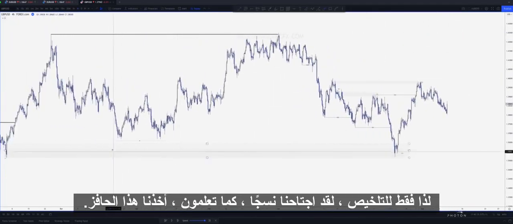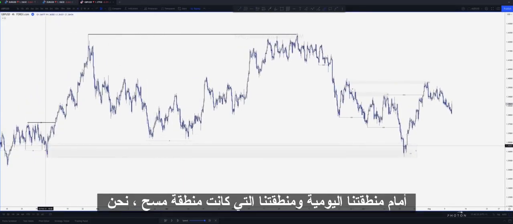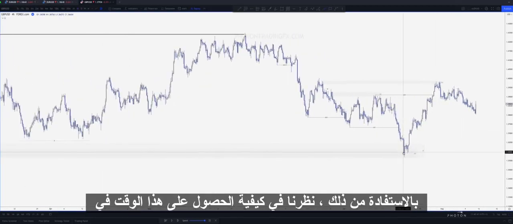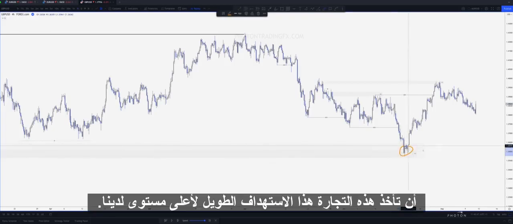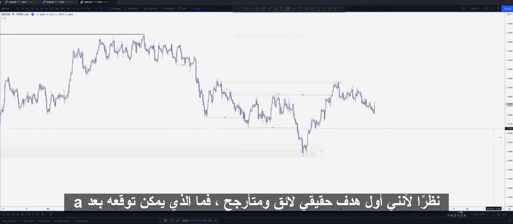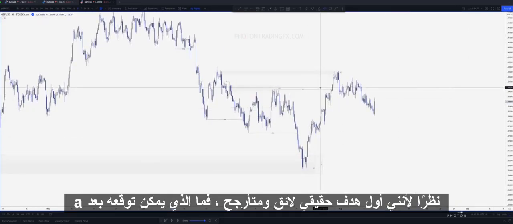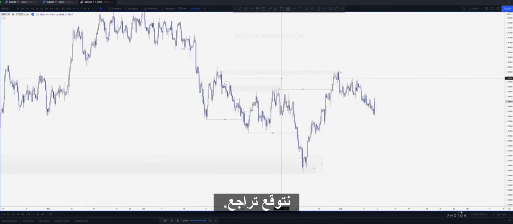So just to summarize, we've swept in, we've taken that inducement in front of our daily and 4-hour zone, which was a sweep zone. We've tapped into there. We looked at how we could have timed that on the 15-minute chart to take this long, targeting that 4-hour higher high as our first real decent swing target. What do we expect after a 4-hour break of structure? We expect the 4-hour pullback.